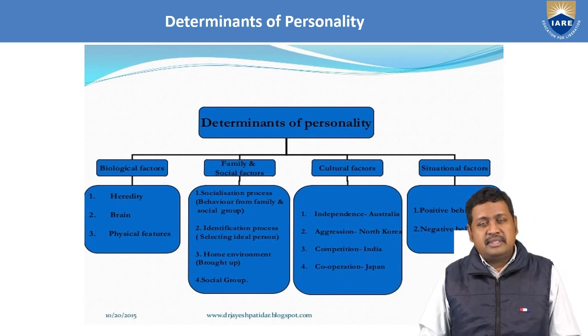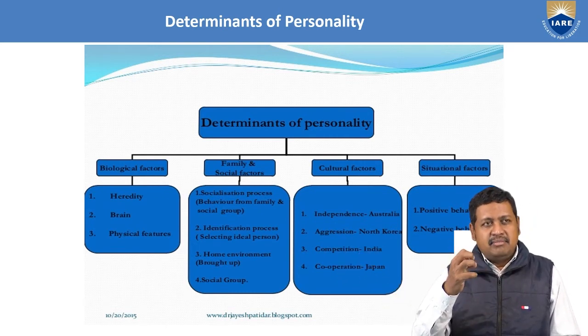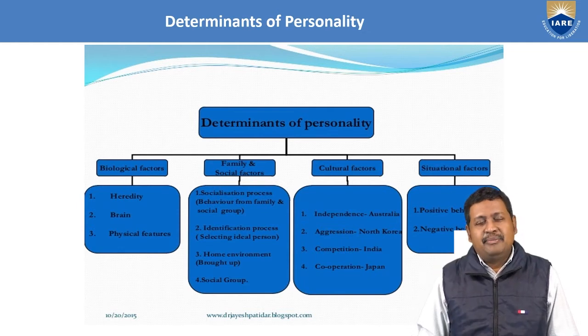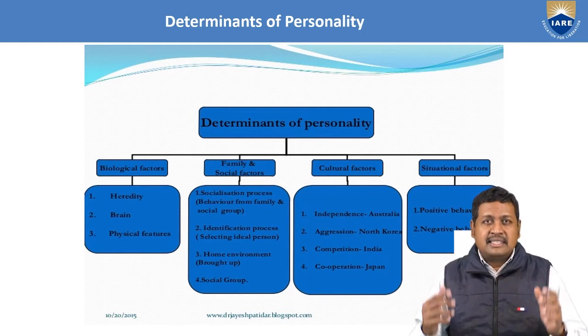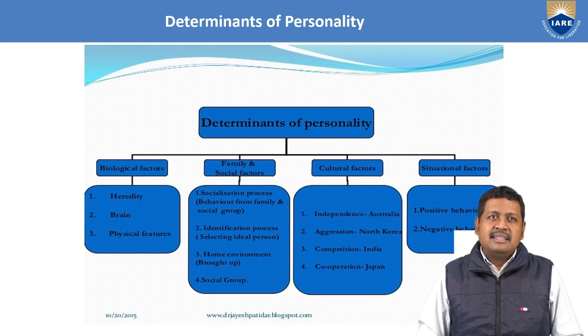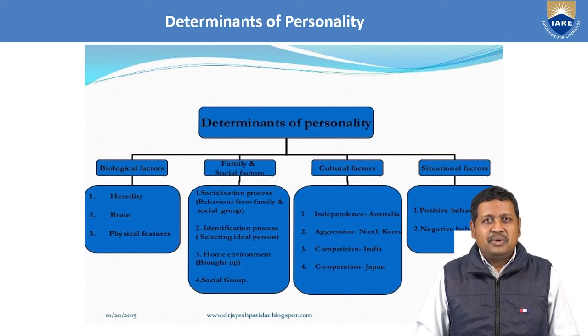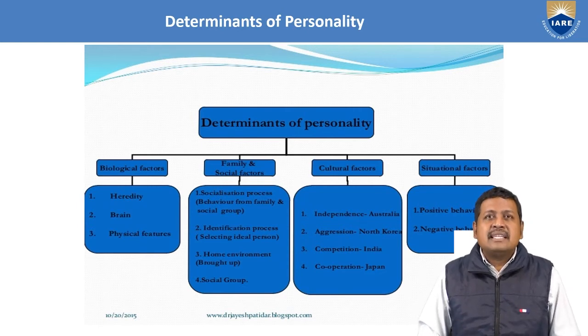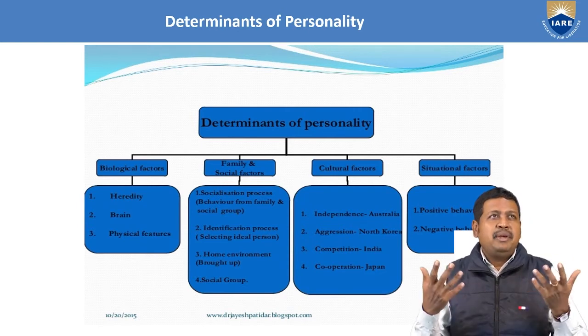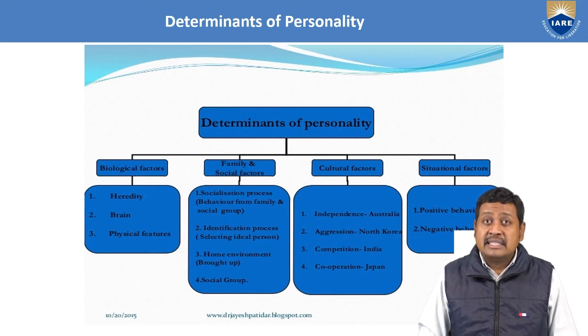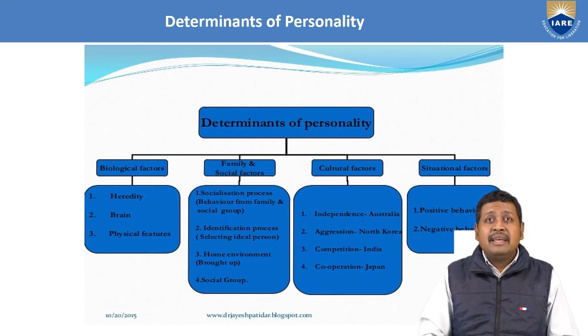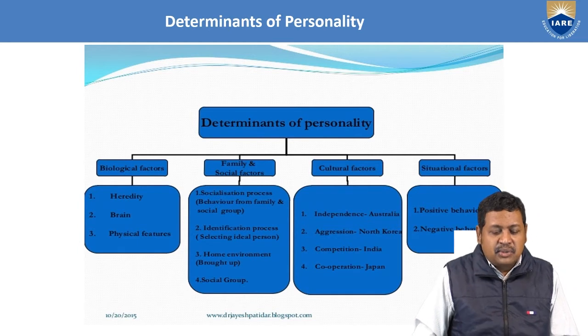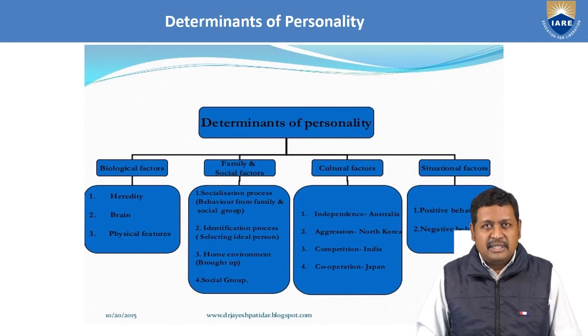Then the brain, of course. The science of the brain is very interesting. And of course, God has given us amazing brains to function and to prove ourselves successful and worthy in this world. So the brain determines the personality. Physical features, maybe a well-built body or physical fitness, because generally we say a healthy mind in a healthy body. So physical features also decide the personality of a person.